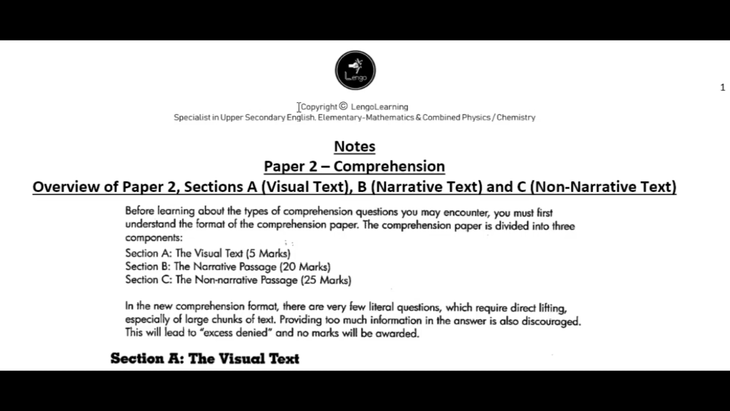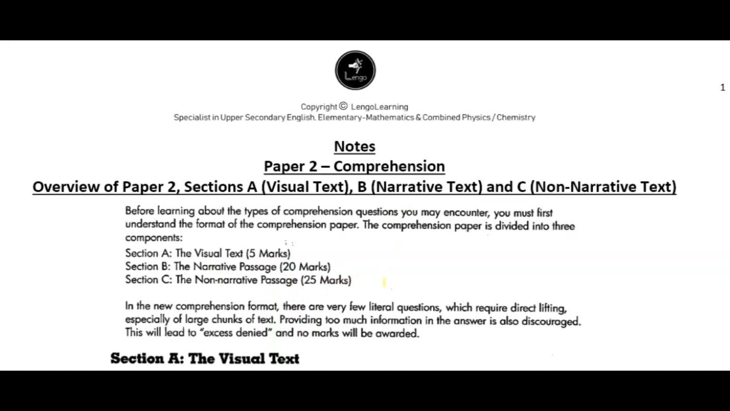So basically just a recap of the format of paper 2, which is a comprehension paper. There are three components, and just a recap of the weightage of the marks. For section A, visual text, it is 5 marks. For section B, the narrative passage is 20 marks, and for section C, the non-narrative passage will be 25 marks.